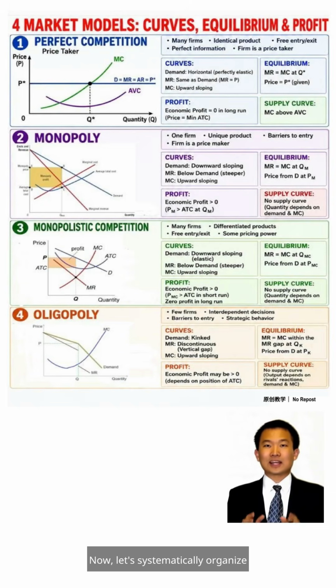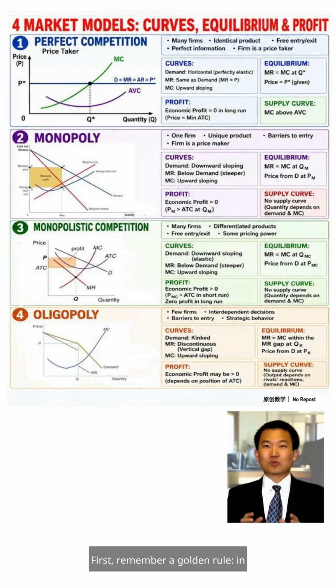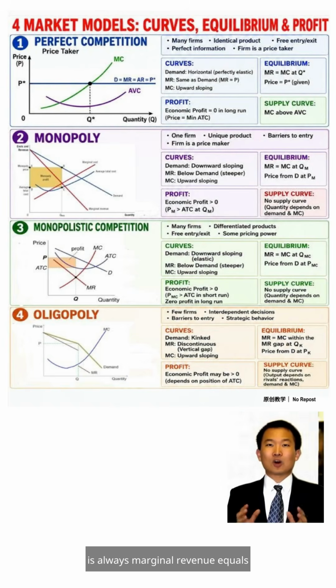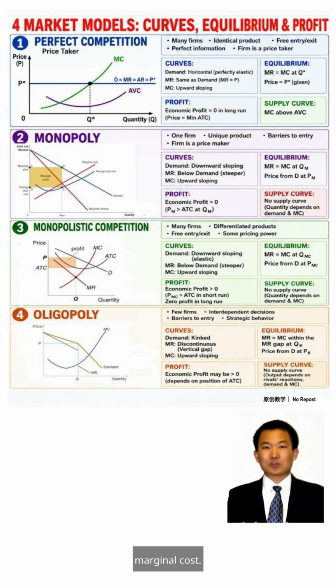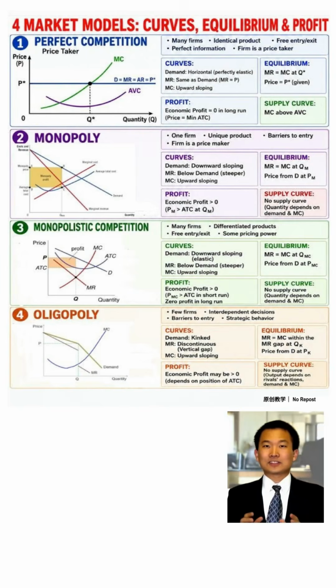So far, we've studied several market structures in modern microeconomics. Now let's systematically organize four classic market models. First, remember a golden rule. In any market, the equilibrium condition for profit maximization is always marginal revenue equals marginal cost. What truly differs are the demand curve, marginal revenue curve, market power, and long-run economic profit.